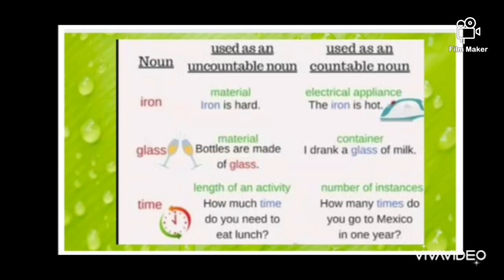Next one, glass. Bottles are made of glass. So here glass is mentioned as a material, so it is an uncountable noun. I drank a glass of milk. That is 1 glass of milk. So here it is used as a countable noun.